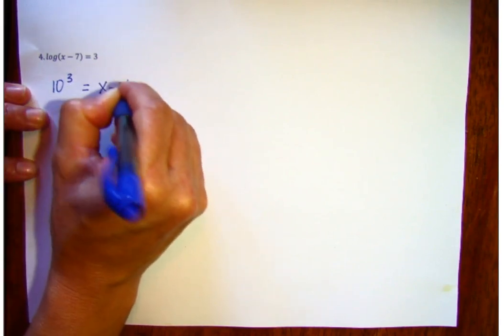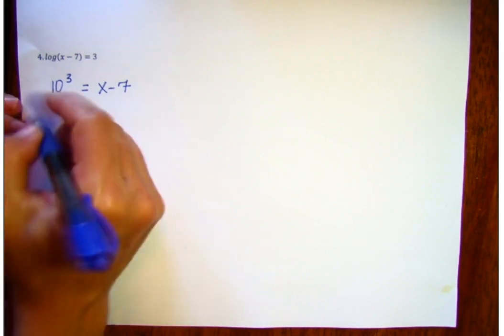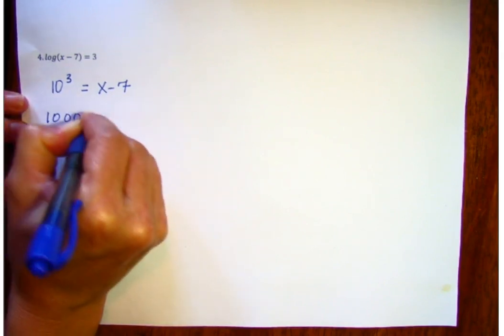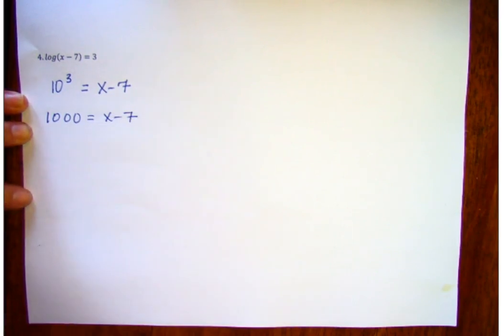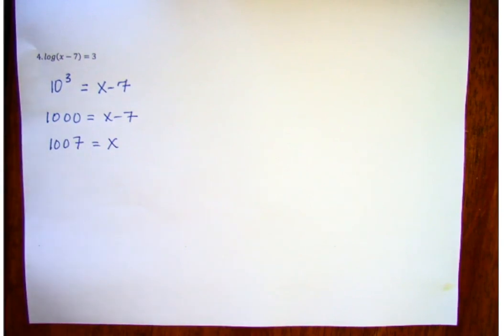All right, for this one right here, notice the base is not written. That just tells you that the base is 10. So this is going to be 10 to the third power, and that is going to equal x minus 7. 10 to the third power, that's scientific notation. 10 to the third power is 1,000. And go ahead and solve for x. Looks like x is 1,007.